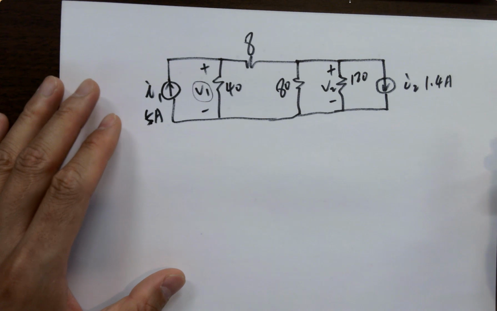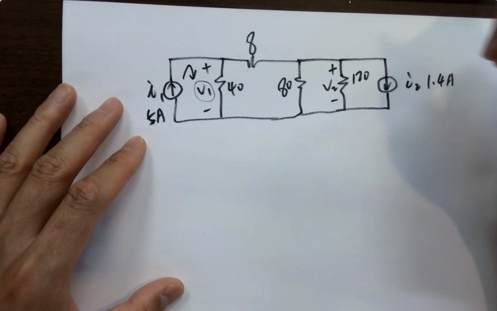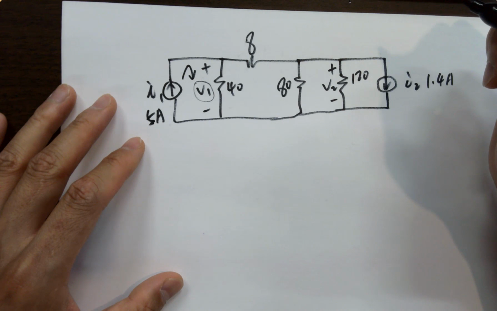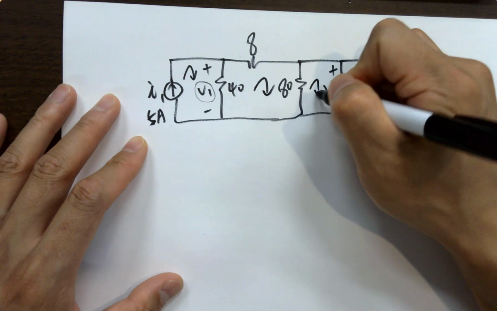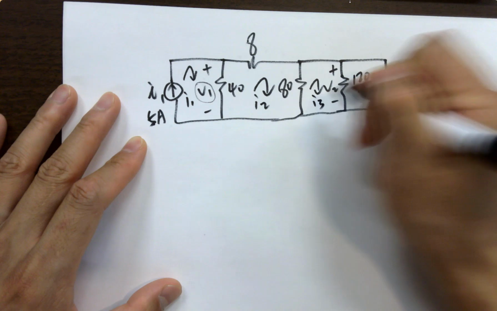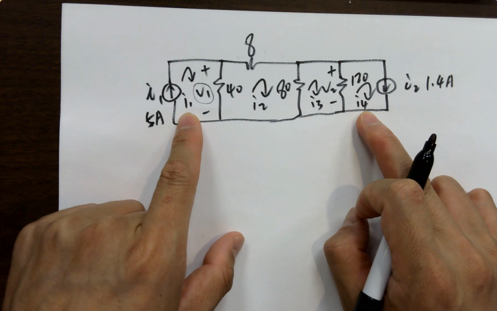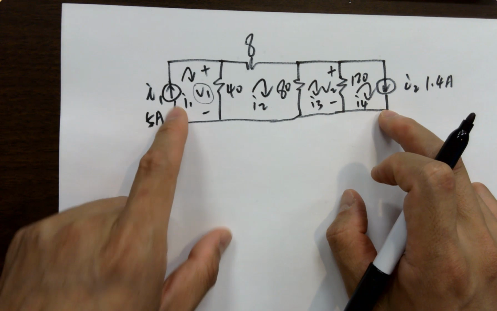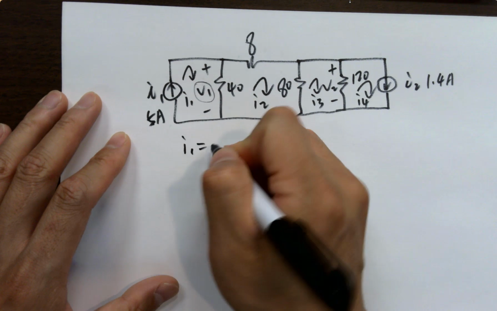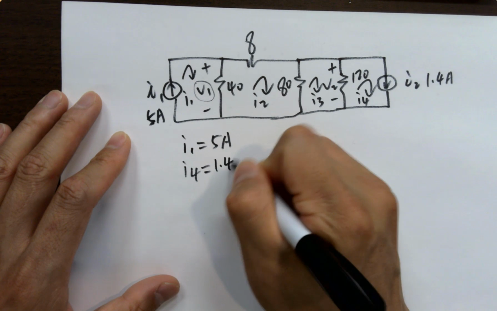How many essential nodes? No, not nodes, right? So I have to use mesh. So let's do it. Let's just take all the steps. It's I1, I2, I3, I4. However, we know I1 and I4 already, right? It's given. What is I1? It's 5 amps. What is I4? 1.4 amps. It's given.